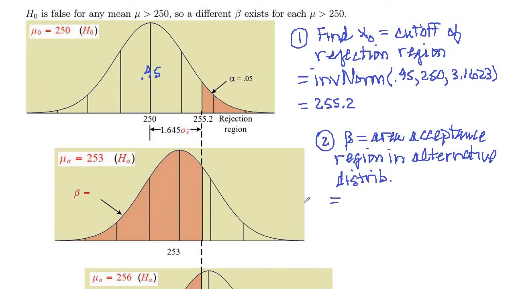And for us, we calculate that area. This is an approximately normal distribution, the sampling distribution, so it's going to be normal CDF. And then your lower cutoff minus infinity, we'll do negative 10,000. Your upper cutoff, that's the 255.2. And then in this alternative distribution, our mean is 253, but standard deviation still 3.1623.